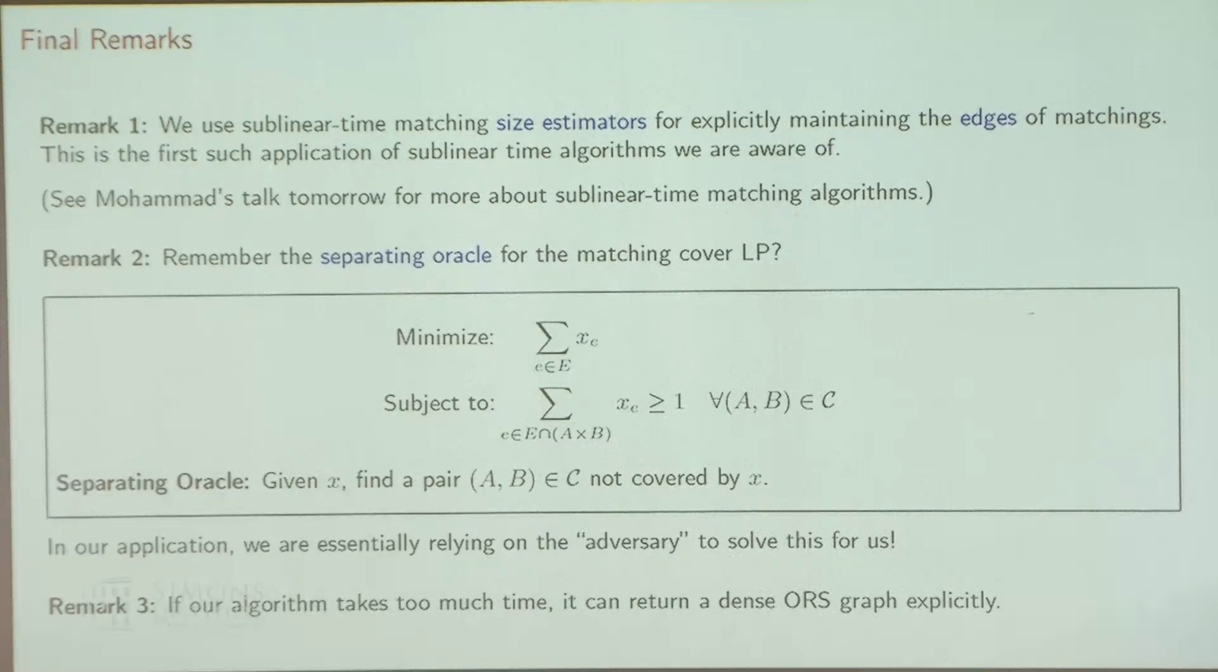And finally, if the algorithm takes too much time, it can return a dense ORS graph. So if I care about even practical applications, I'd run this algorithm. If the algorithm is fast, I'd be happy. If the algorithm is slow, I solve a long-standing open problem in mathematics, and I'd be even happier.